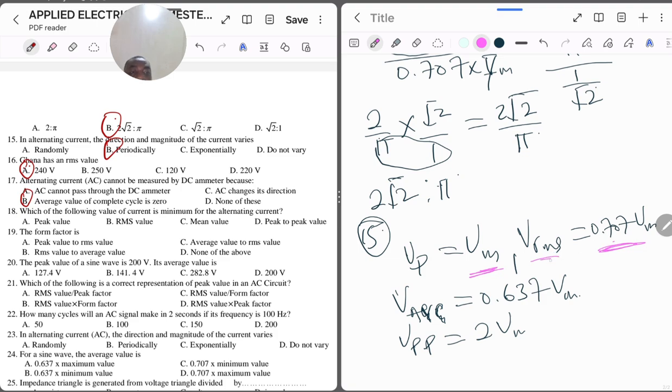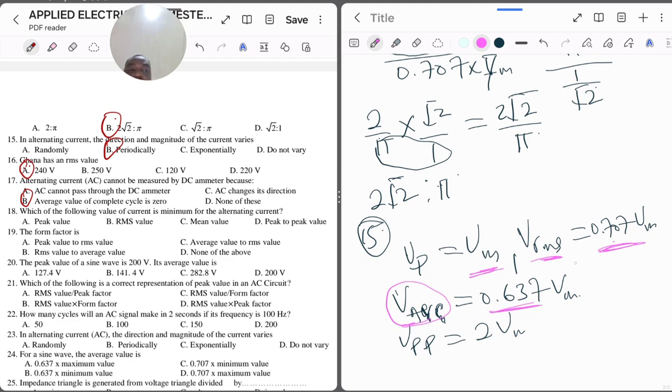Now we compare the root mean square value with what? With the mean value, which is the average value here. Again, when you compare this, you can see that the mean value is also a fraction of what? The maximum value. But when you compare them, 0.70 and then 0.637, right?